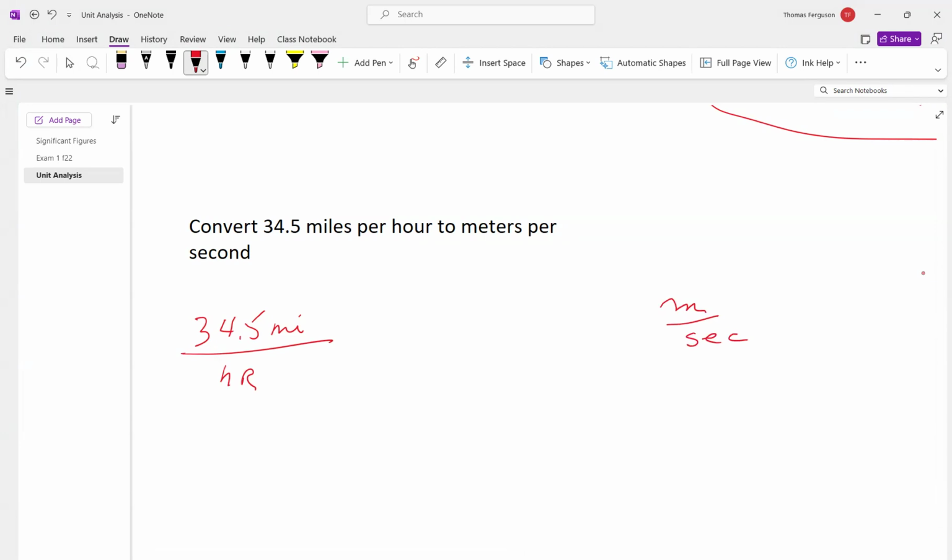So when I say two separate problems, you're going to do the numerators and then the denominators. The numerator is the top number, the denominator is the bottom number. So we need to take miles to meters, and after that, we're going to take hours to seconds. I probably need more room, let me just do this around.